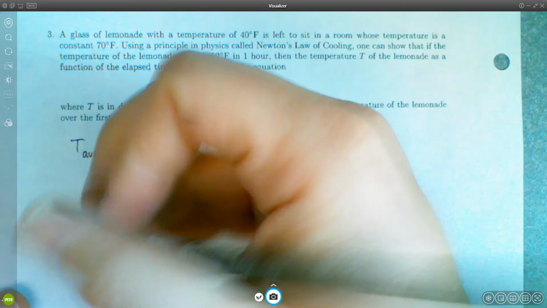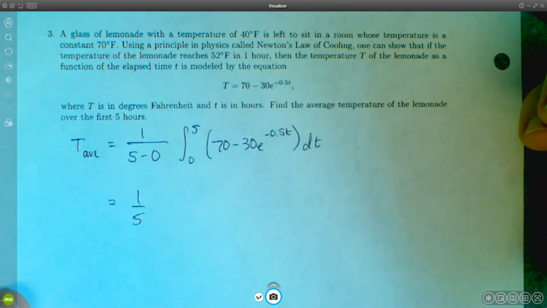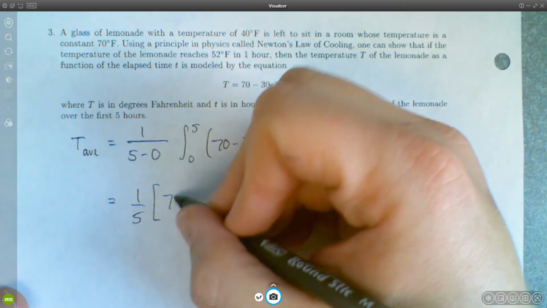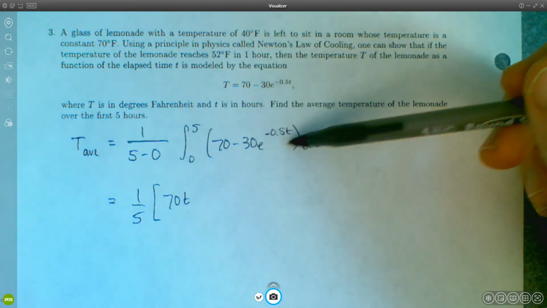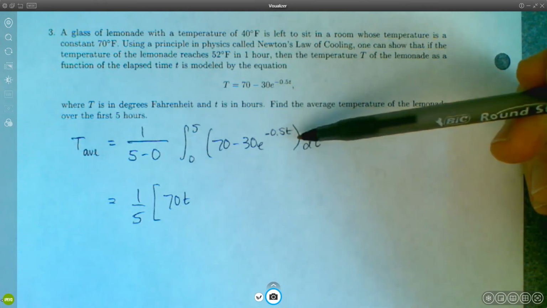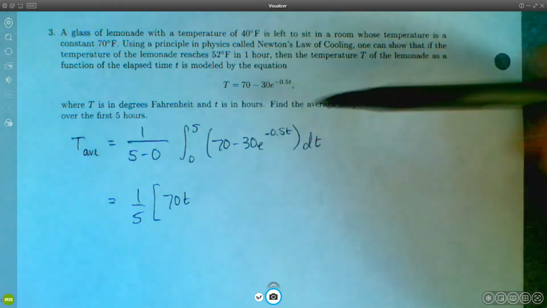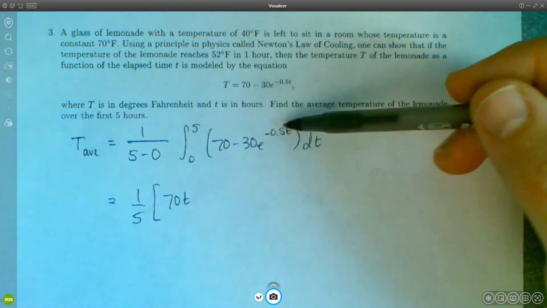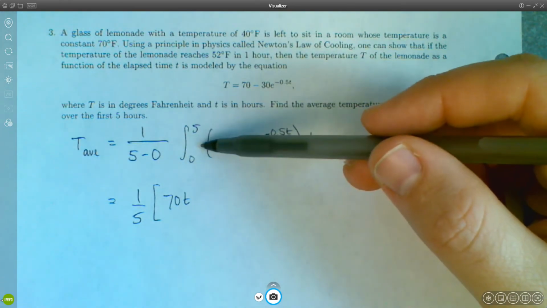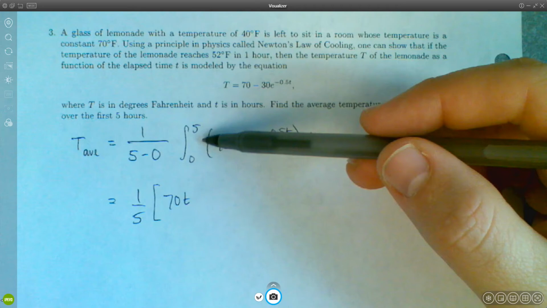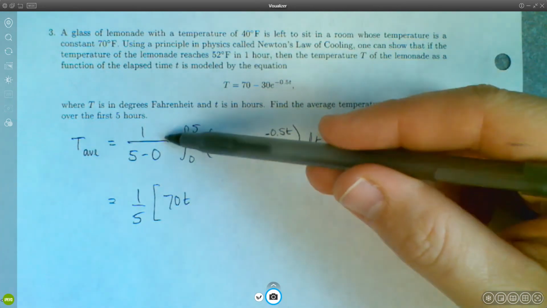Okay. So this is going to be 1/5 times 70t. And now let's think about this thing, right? I know that the antiderivative of e to the t is just itself. The problem is I've got this negative 0.5. So I'm imagining, if I let u be negative 0.5t, then du would be negative 0.5 dt. So I would have to add a negative 0.5 here, and then divide by a negative 0.5. Well, 0.5 is 1/2, right? So then I would have to multiply by 2.